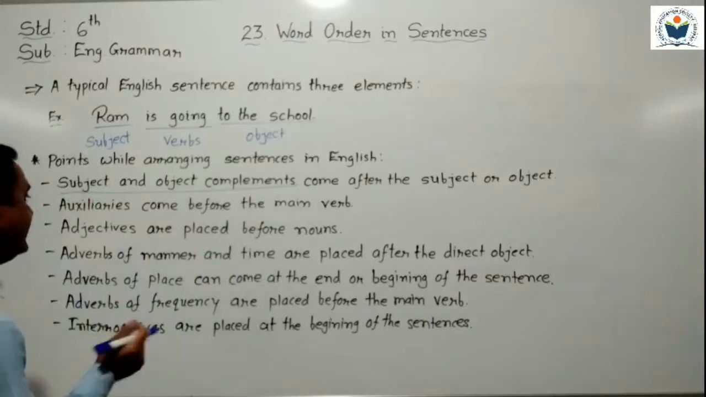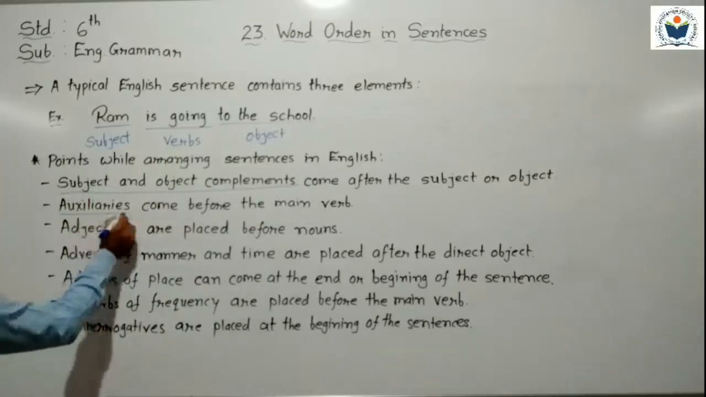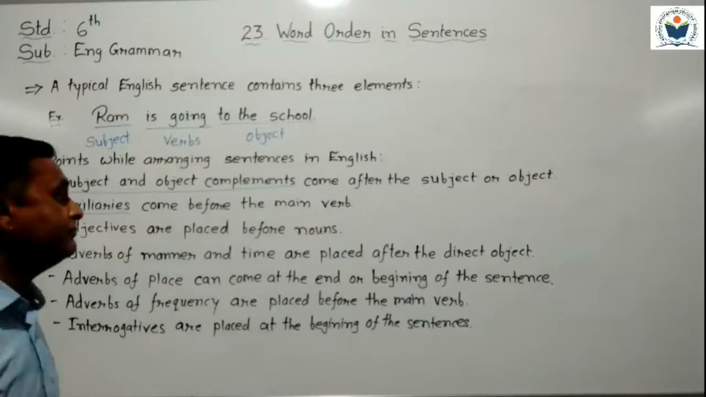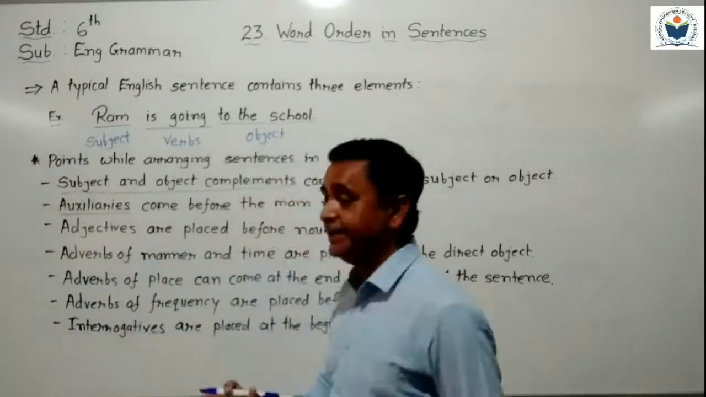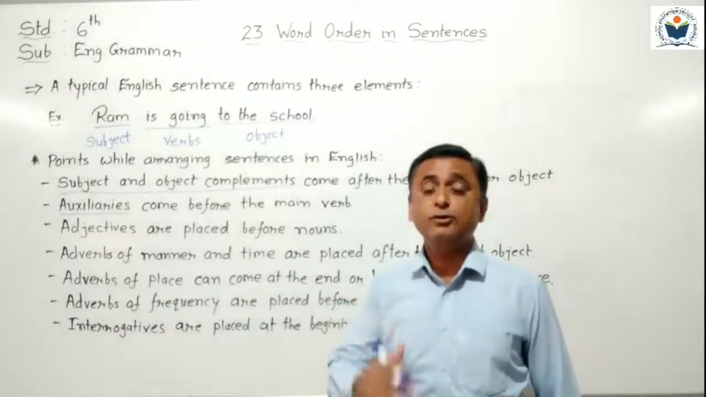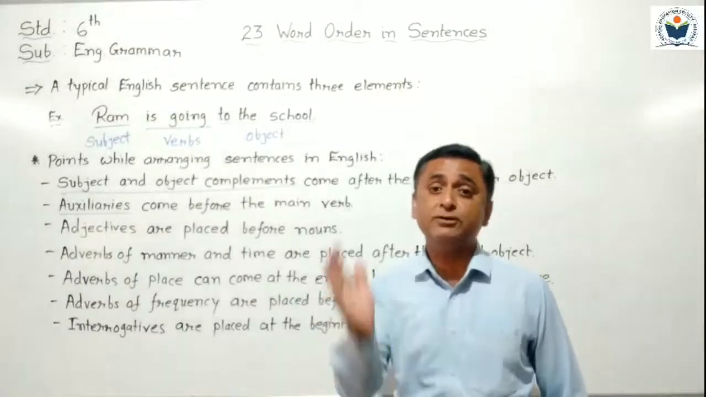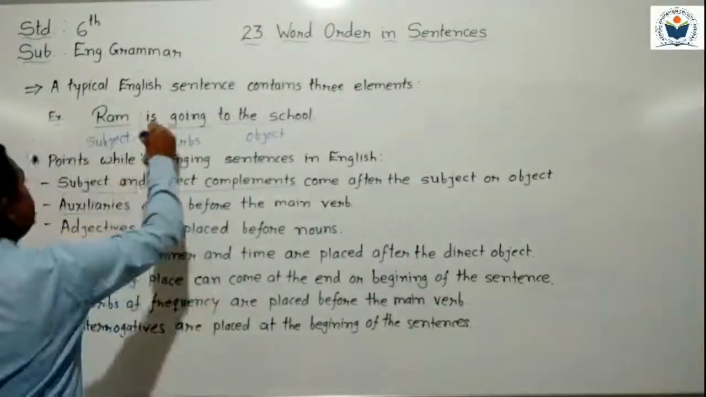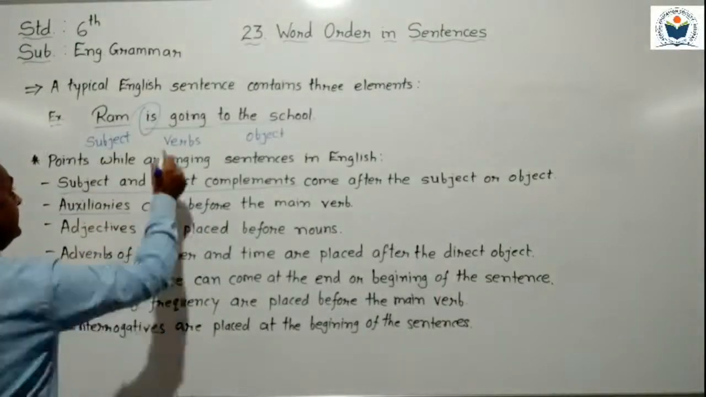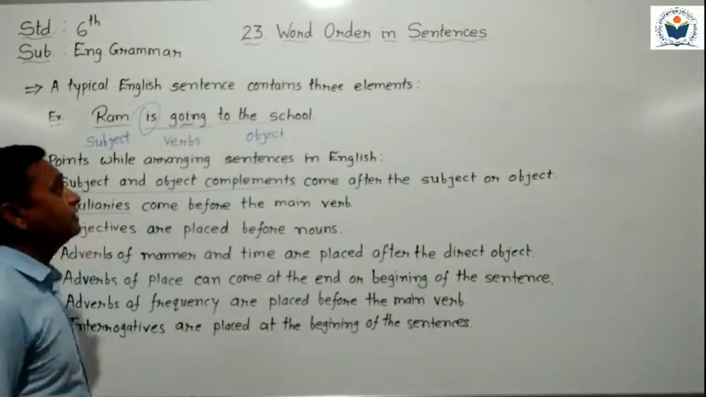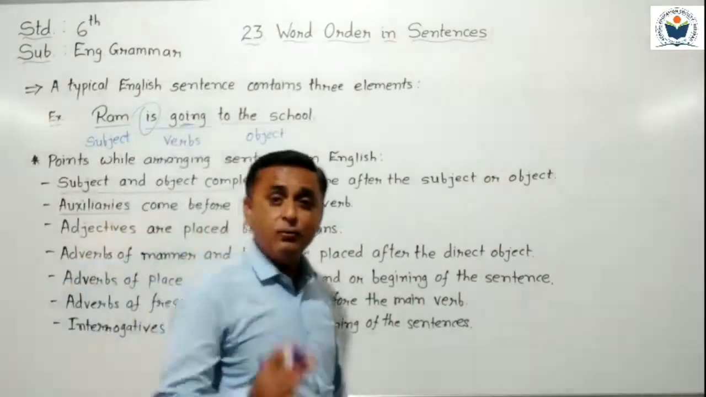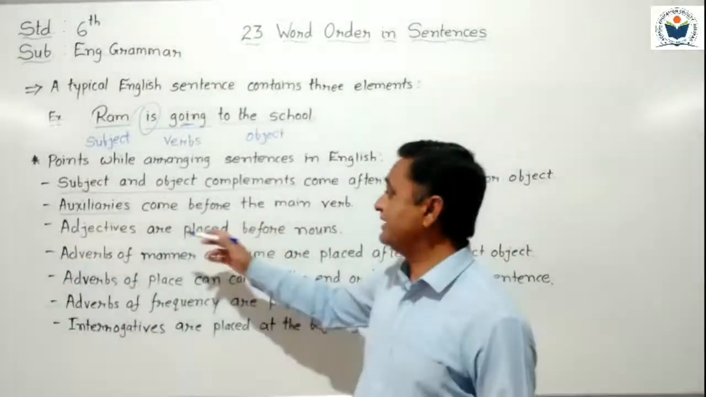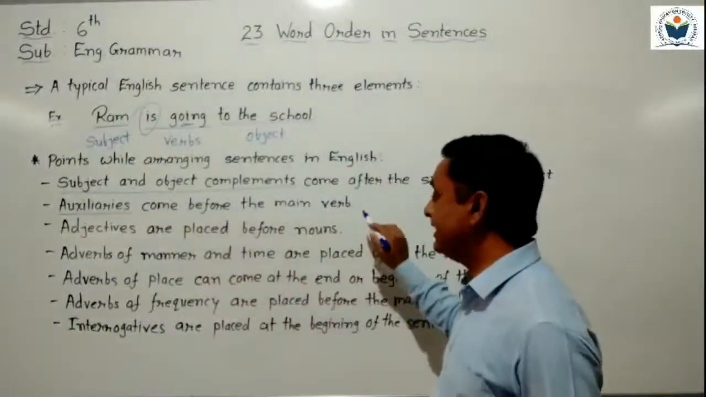First point. The second point is auxiliaries. Auxiliaries come before the main verb. Always in a sentence, an auxiliary verb or helping verb comes before the main verb. For main verb के आगे आता है. See here, is is an auxiliary verb here. It comes before the main verb going. वो going के आगे है. So we can say that auxiliaries come before the main verb.